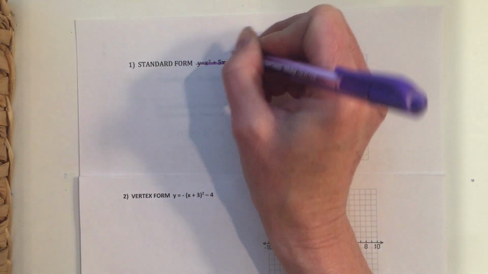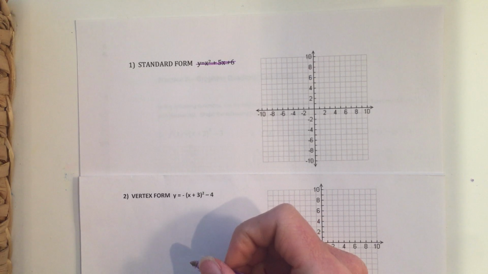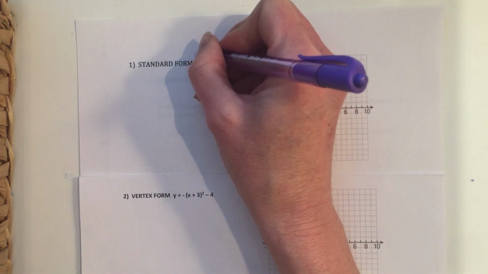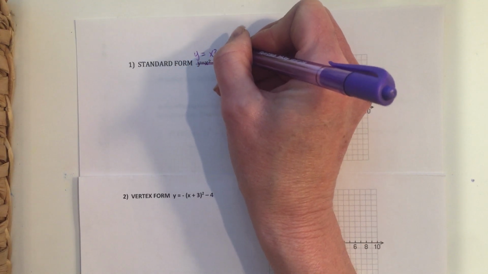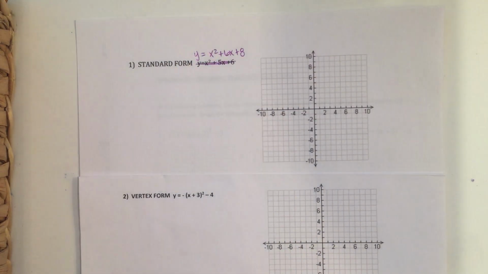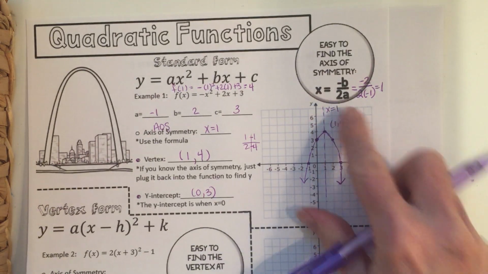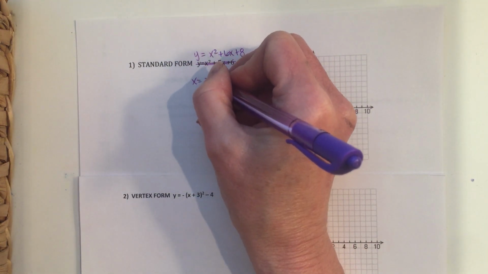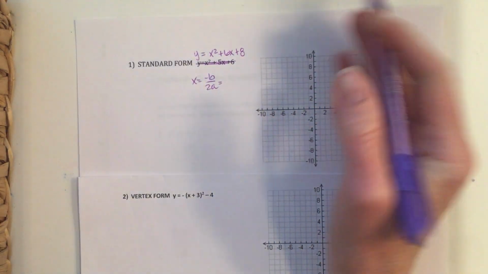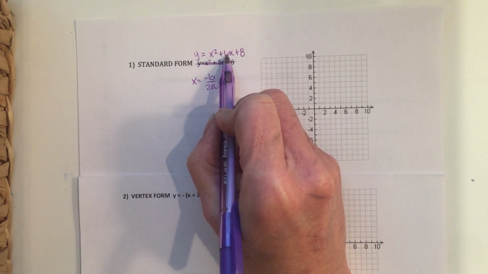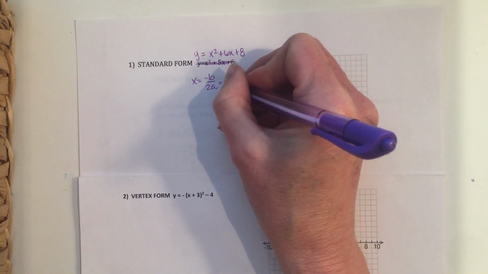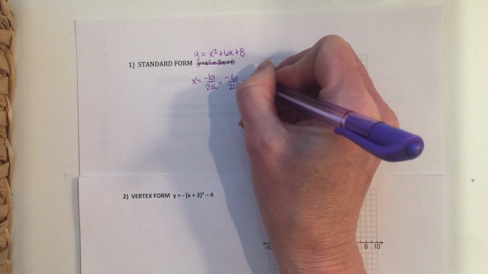It has some decimal values or fractional values in the vertex, and I don't want to graph those at this time with you guys. So can you change it to y equals x squared plus 6x plus 8? So my first step is to figure out what my x-coordinate of my vertex is. So x equals negative b divided by 2a. And in this problem, my a is 1, my b is 6, and my c is 8. So I know that that would be negative 6 over 2 times 1, or negative 3.